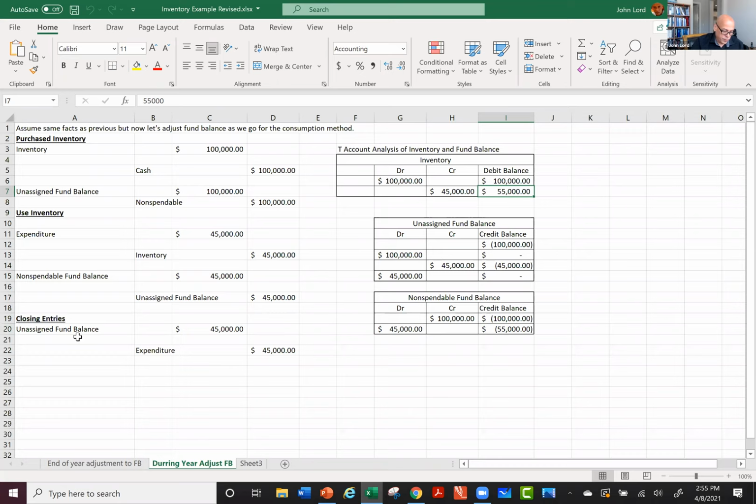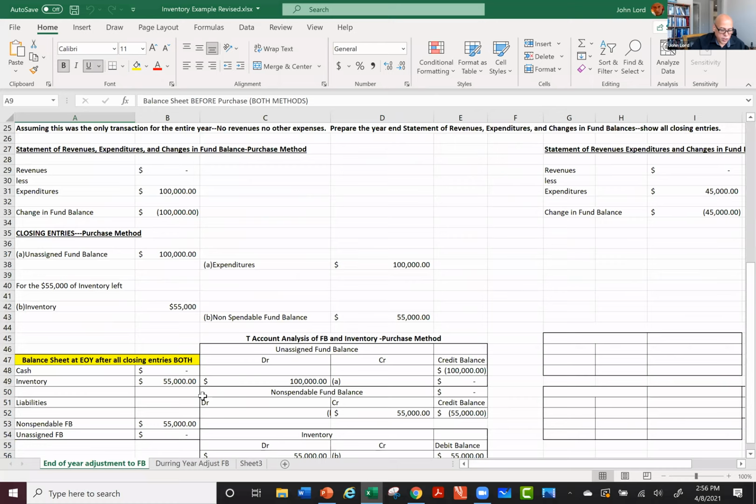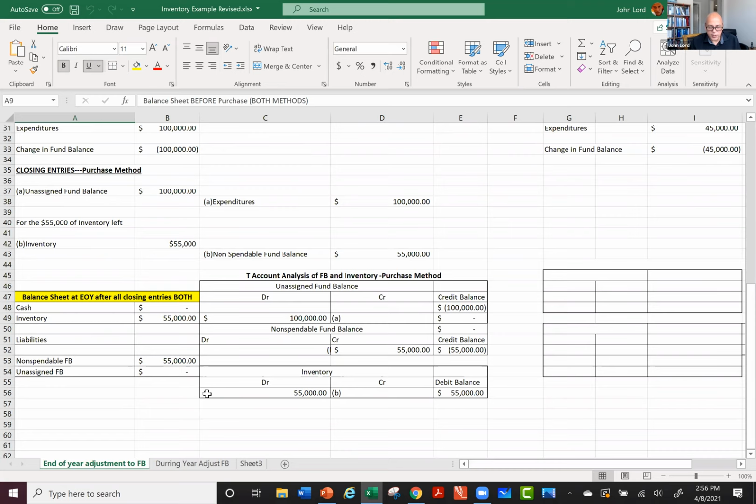Then I do my closing entry, which is to debit the unassigned fund balance for 45, credit the expenditure for 45. That, of course, closes the expenditure, and it brings my unassigned fund balance down to zero. So at the end, my balance sheet looks the same way it did. Two paths, the same outcome on the balance sheet: inventory 55, non-spendable fund balance 55.